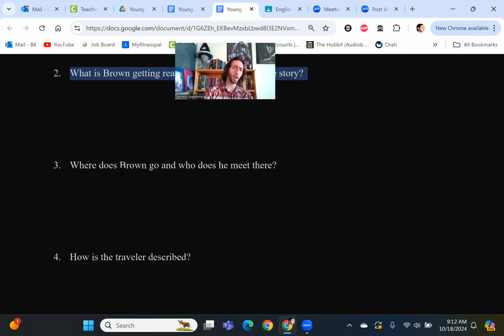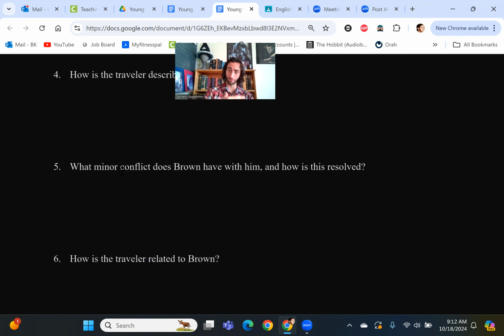Number three, where does Brown go and who does he meet there? Obviously, he goes into the forest, right? We talked about the symbolism of this, to meet the devil. The devil is described as being very familiar with Goodman Brown and very much like him, at least in appearance. And there's this minor conflict, right, that he has scruples and is kind of shocked that the devil is so related to his family. This is a shock to him.